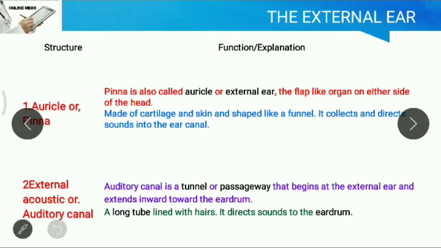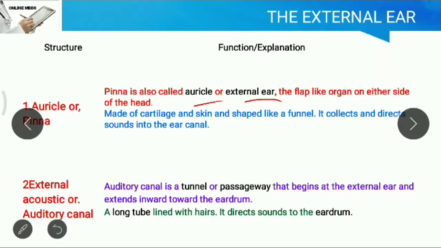Okay, the external ear. What structures come under the external ear? Number 1 is the auricle, also known as the pinna. So the pinna is also called the auricle or external ear. It is a flap-like organ on either side of the head, made of cartilage and skin and shaped like a funnel. It collects and directs sounds into the ear canal.